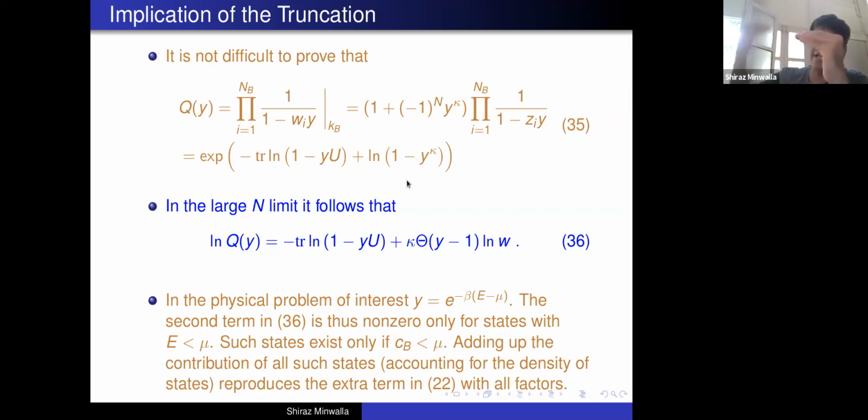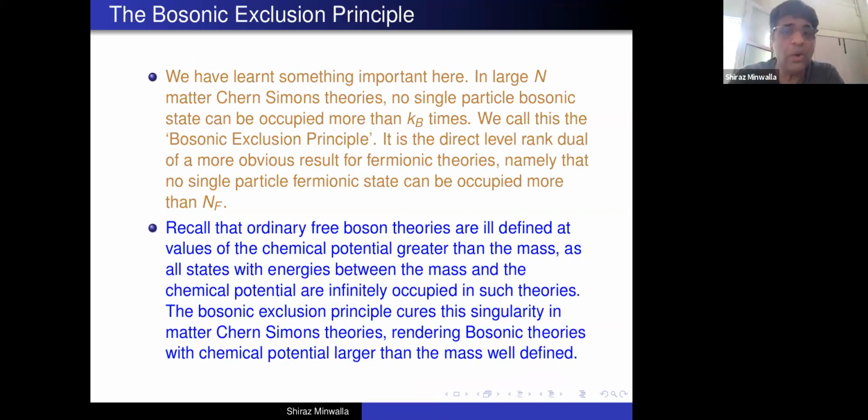On the other hand, when the chemical potential becomes larger than the mass, there are some states in which y is greater than 1. This formula kicks in, gives you this additional term, and adding that up for all states gives you the theta function term with all coefficients exactly right, that we talked about before. So we've learned something important here. In these large n Chern-Simons matter theories, no single particle bosonic state can be occupied more than kb times. We call this the bosonic exclusion principle. It's the direct level-rank dual of the more obvious result for fermionic theories, namely that no single particle fermionic state can be occupied more than nf times.